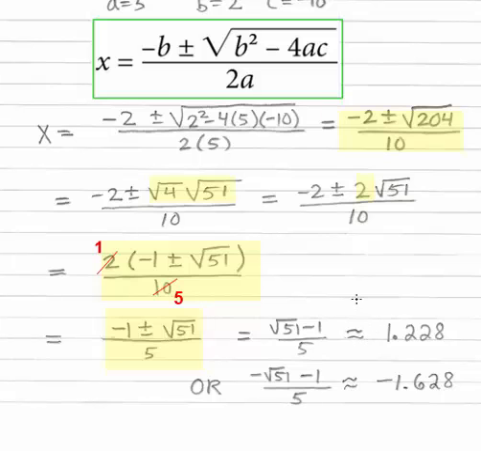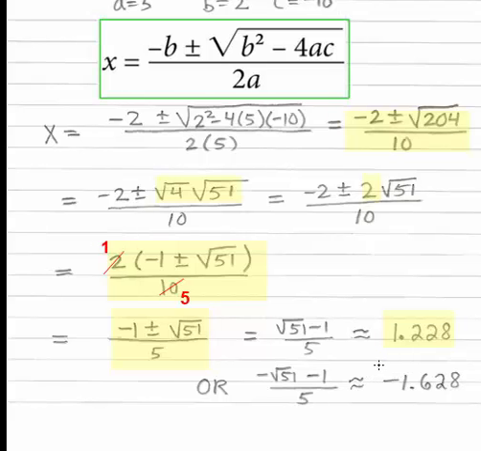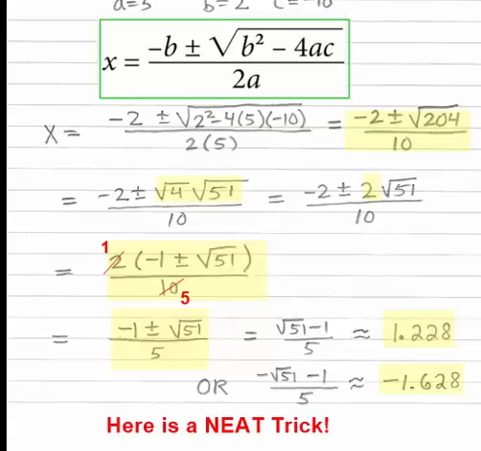Now that gives us two answers in decimal form. The square root of 51 minus 1 over 5, which is 1.228 rounded off, and also negative square root of 51 minus 1 over 5, which is negative 1.628.